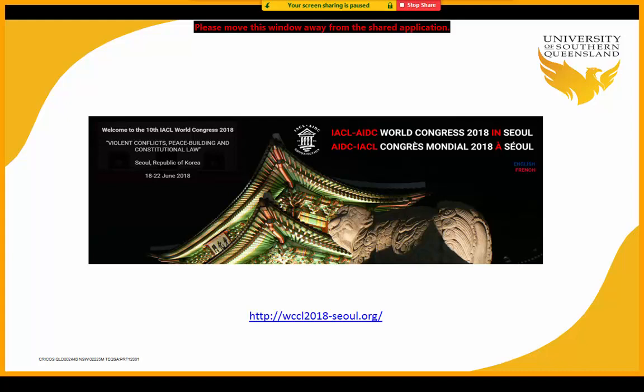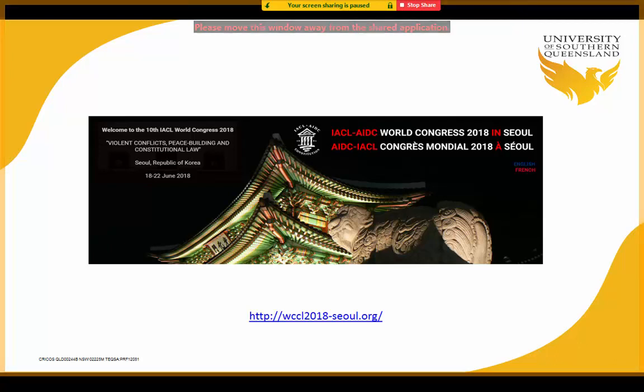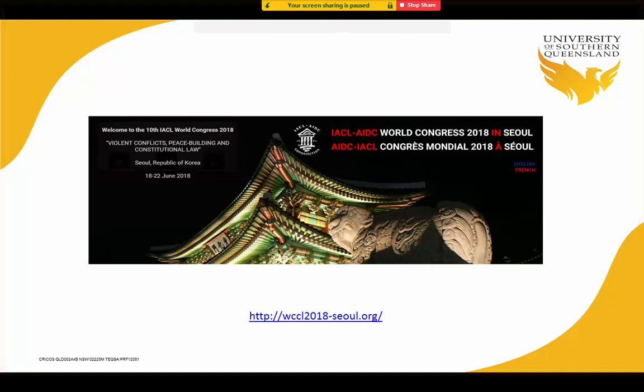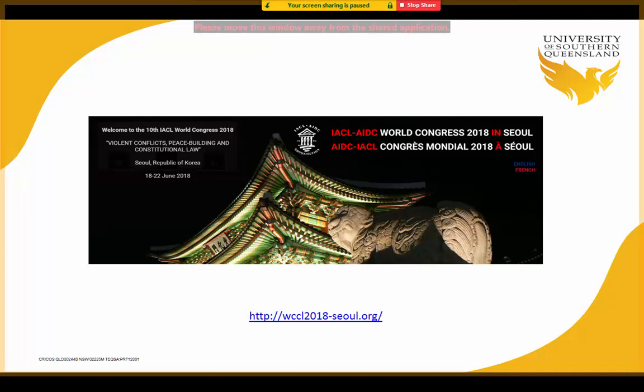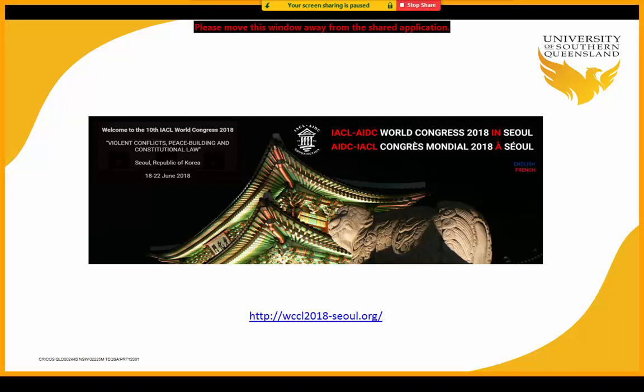In particular, one of the workshops in this World Congress is going to be about subnational constitutionalism, or subnational federations, workshop 27. So if you're interested, you can also have a look-see at whether you can go to these World Congresses or not. Again, it depends on your future career plans in this space.